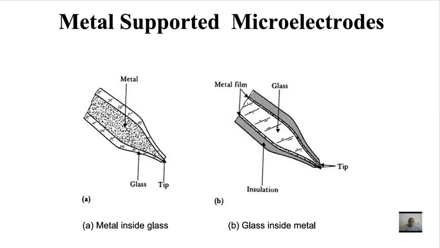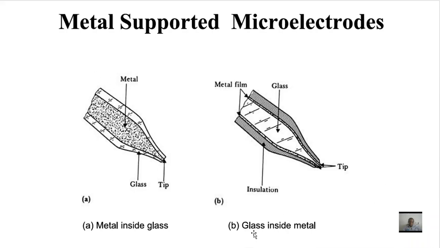Inside we have the metal, and we have glass as the insulator. In the other, inside we have glass and outside we have a metal film that is also coated with insulation. This is the tip of the two types of electrode. The first figure explains the metal inside glass electrode. It is also a microelectrode. Outside we have the glass surface, inside we have metal. So this type of microelectrode is called a metal inside glass microelectrode.